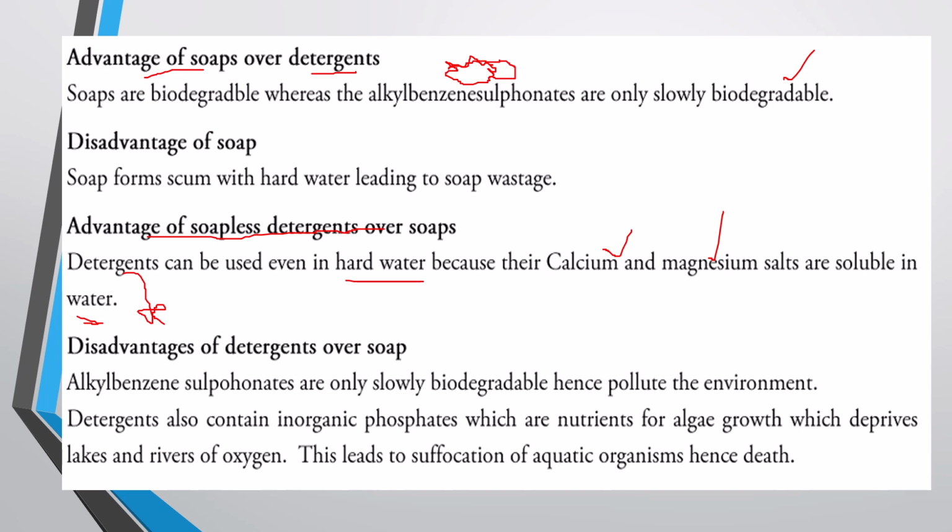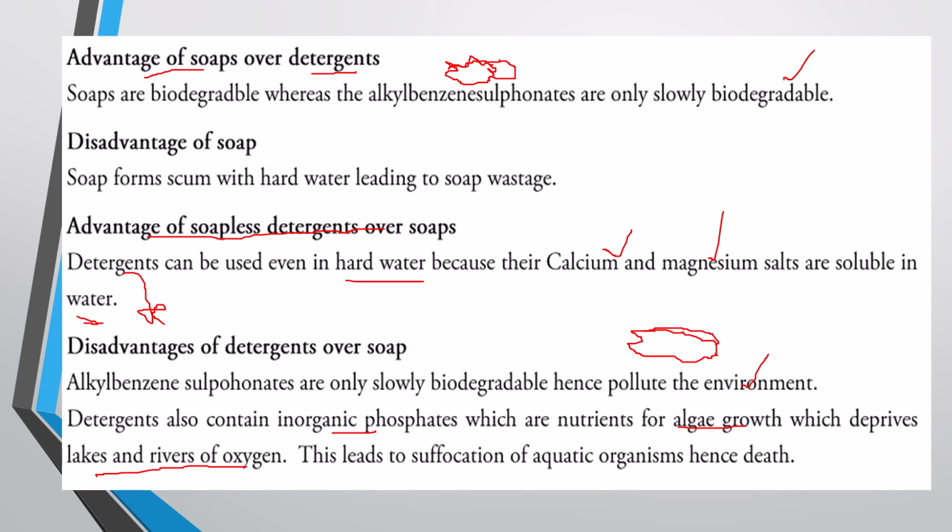Now the disadvantages detergents have over soap. One of them we have already looked at: they are slowly biodegradable. They take long to perish from the environment, and hence they can act as environmental pollutants. Also, detergents contain inorganic phosphates, which are nutrients for algae growth, which deprives lakes and rivers of oxygen. So not only do they affect the house, but when you pour water containing detergents into water bodies, you are going to see algae growing on top of the ponds, greenish in appearance. That's what we call algae.